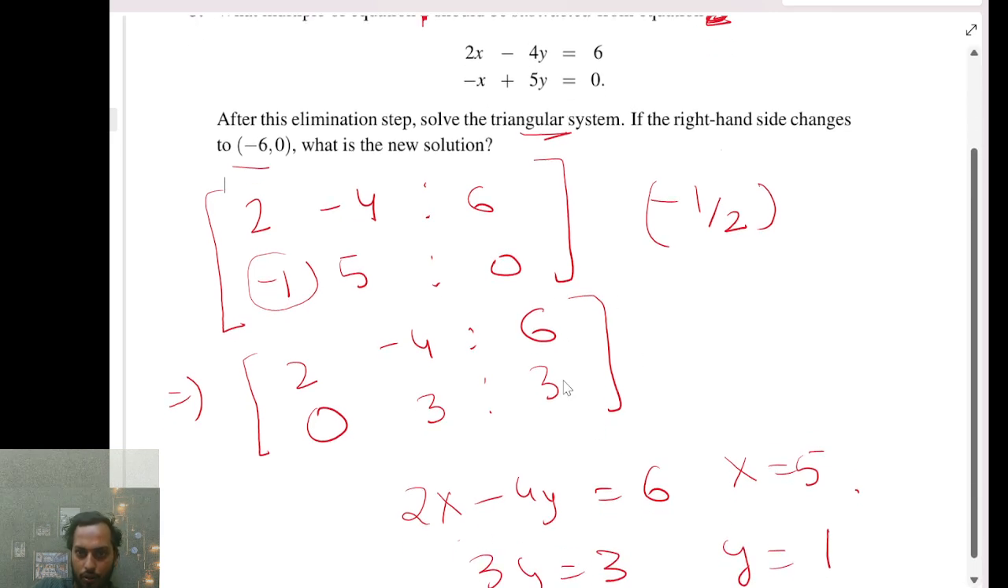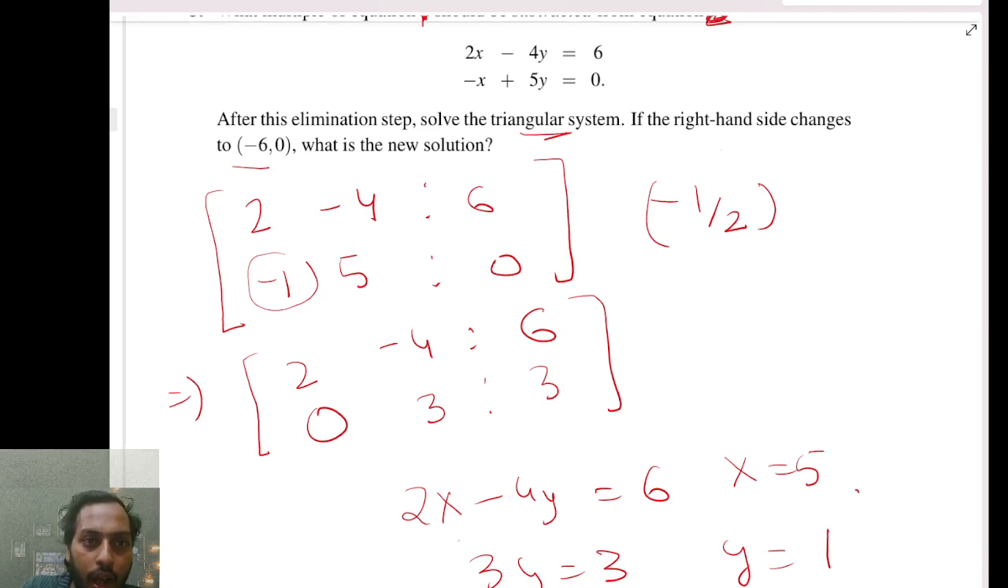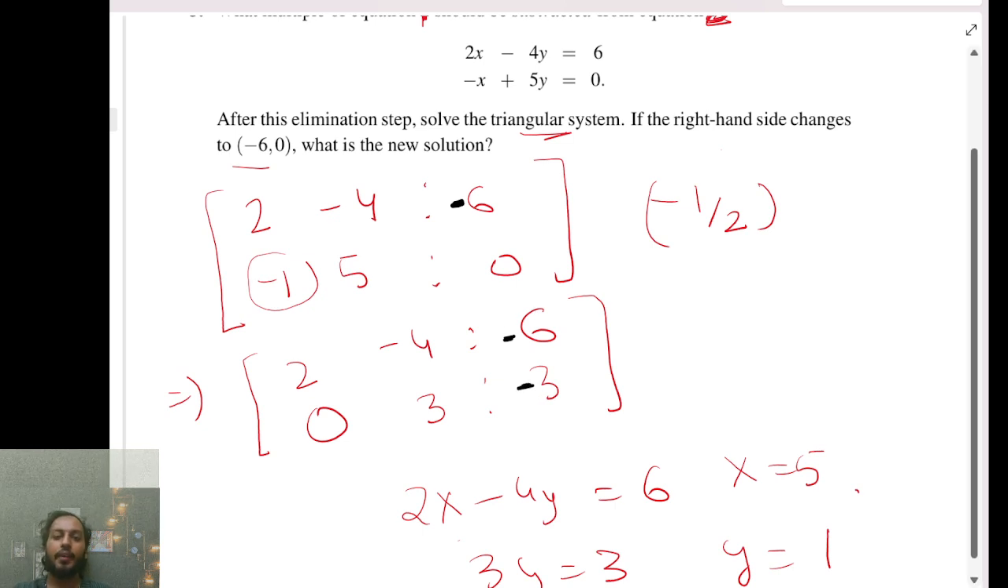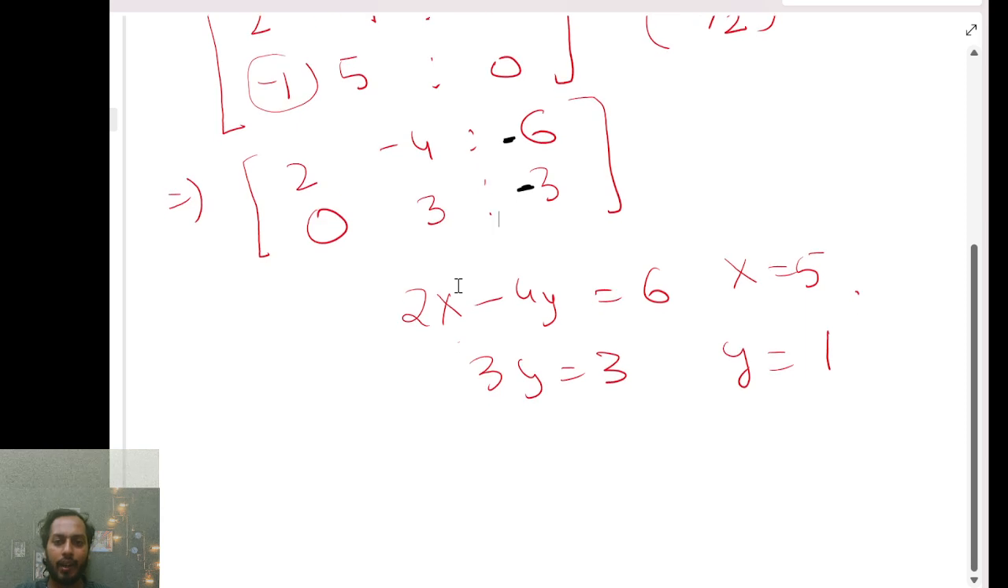Okay, so if you allow me, can I do this improvement in the same question? Now if it changes to minus 6, the minus will come here, and minus will come here. I'm doing minus 1 by 2 times of this. Now it will become positive 3, and if I'm subtracting down, it will become minus 3. Am I right? And if I write my new system, it will become 3y is equal to minus 3, so y will become minus 1. Am I right?